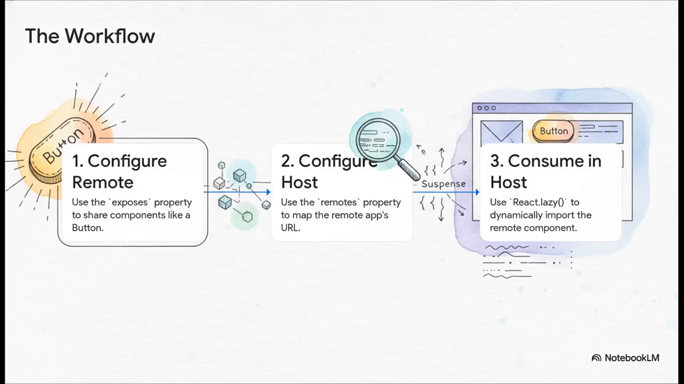So what does this look like in practice? It's surprisingly simple. Step 1, the remote app declares, hey, my button component is up for grabs. Step 2, the host app says, got it, I know where that remote app lives. And step 3, the host just uses standard React stuff like lazy and suspense to dynamically pull in that button from across the internet and render it, just as if it were a local file.